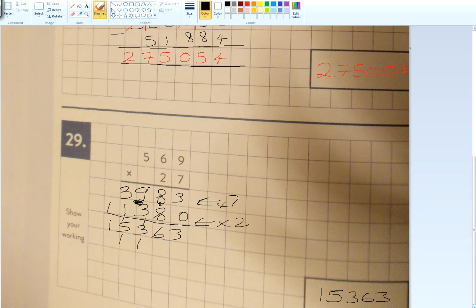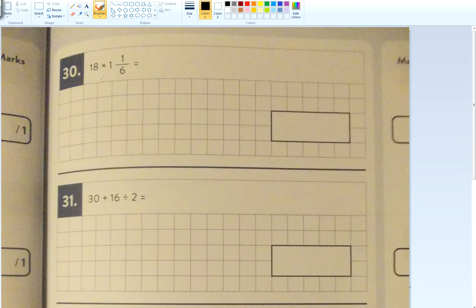We got 2 more pages left. Okay, ready? So you have 18 times by 1 and 1/6. Now, the way we could do that question is we could just do 18 first of all times by 1. Break the question down, and 18 times by 1/6. But 18 times by 1 is really 18. And 18 times by 1/6, you divide that by 6, and you divide that by 6, it gives you 3.